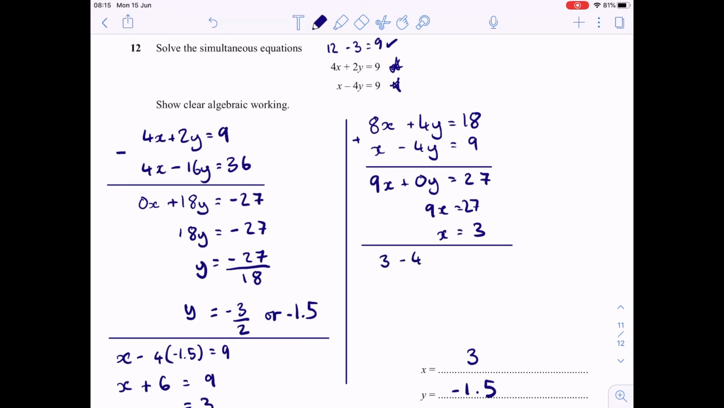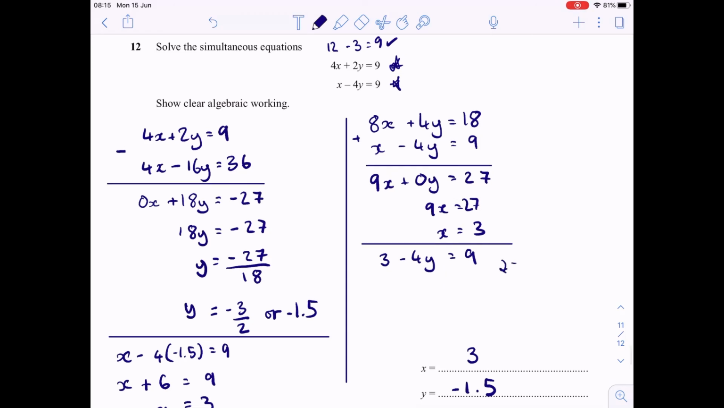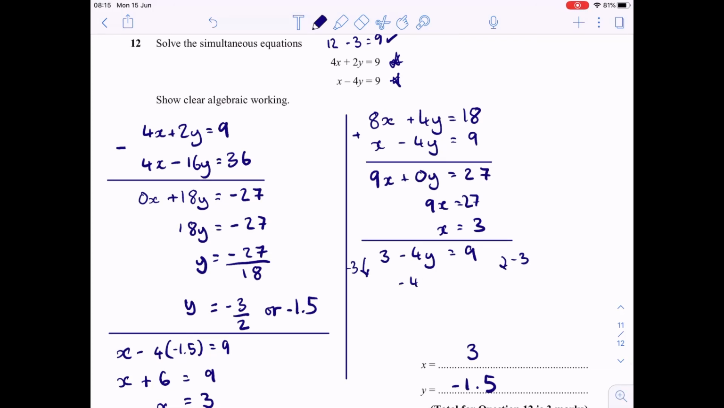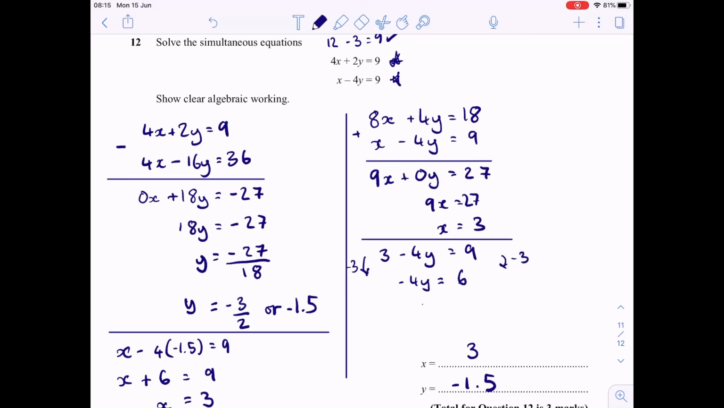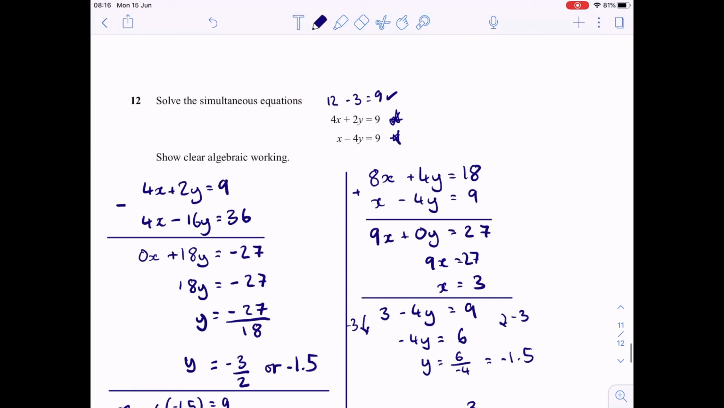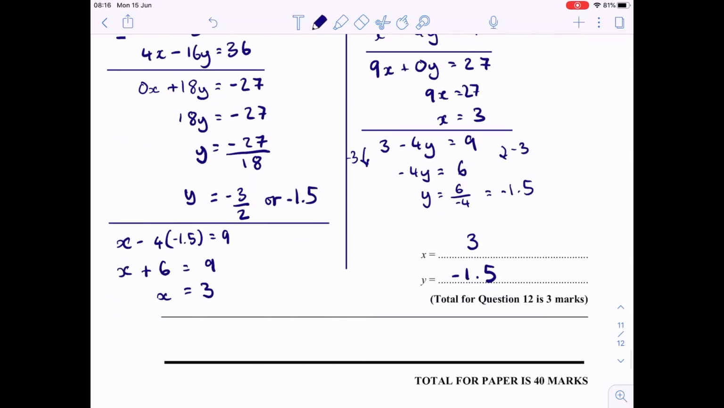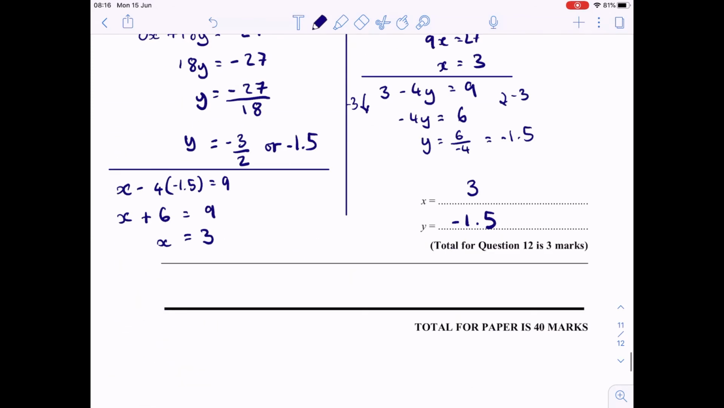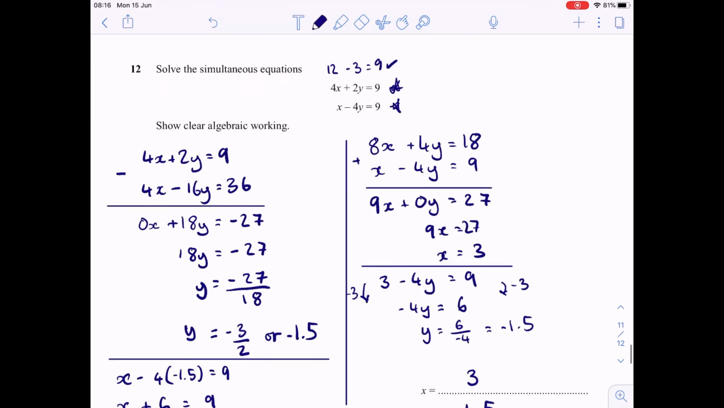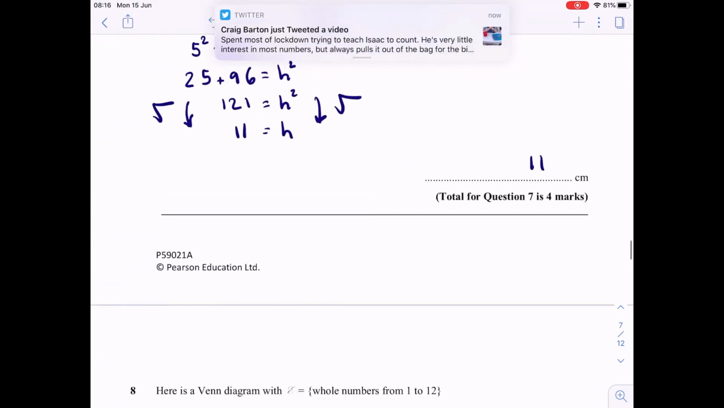So 3 minus 4y equals 9. So taking away 3 from both sides, we would have minus 4y equals 6. And then dividing both sides by minus 4, 6 over minus 4, which again equals minus 1.5. And again, you can check it in the top equation. Those values of x and y work. Okay, so there you have it. 40 marks for your paper.